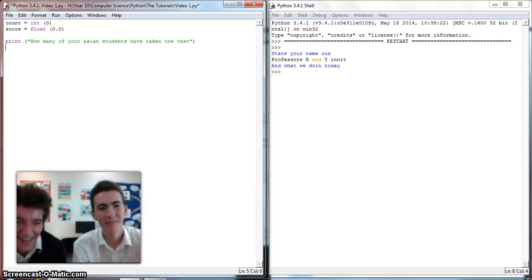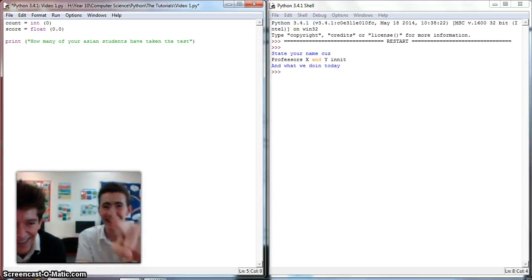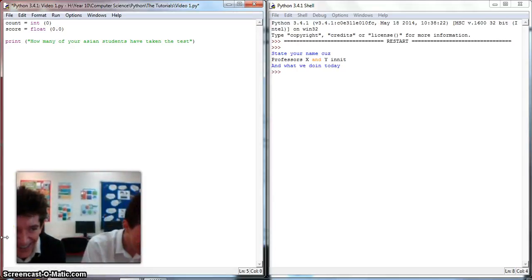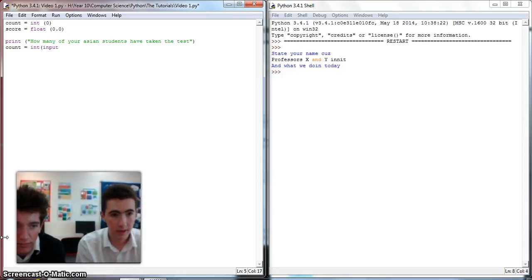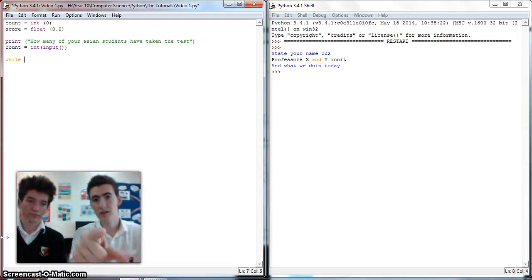I should probably make this a string so that they can say all of them. Score. No man, sorry. Count equals int brackets input, and that basically tells the computer that the input was an integer. So then you get the while loop out, and that's what you're learning about today.